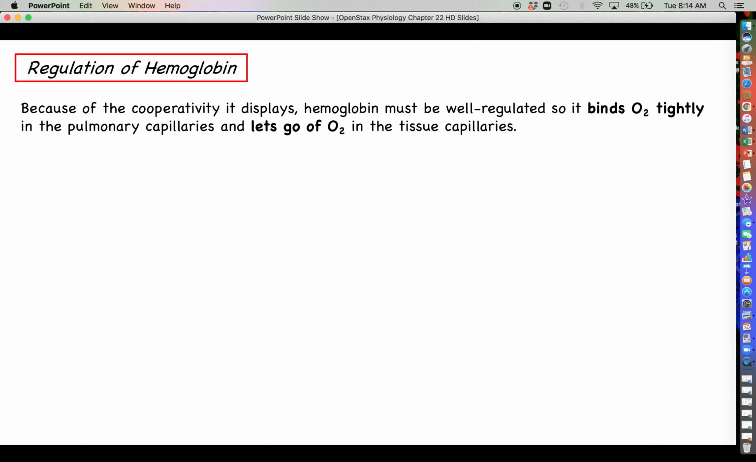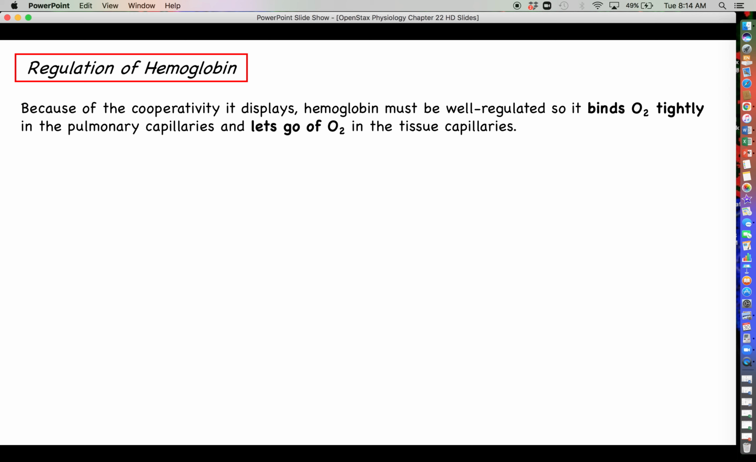Okay, so at this point, when we talk about hemoglobin, we can forget about myoglobin now because we're obviously talking about the blood. When we talk about hemoglobin and the idea of this cooperativity it shows, I said that this works out perfectly because hemoglobin is able to bind oxygen tightly when it needs to in the pulmonary capillaries. That's when we pick up oxygen with gas exchange.